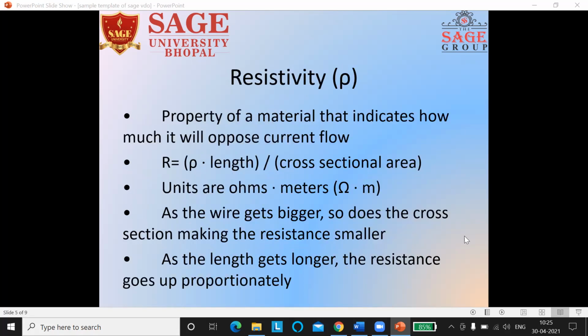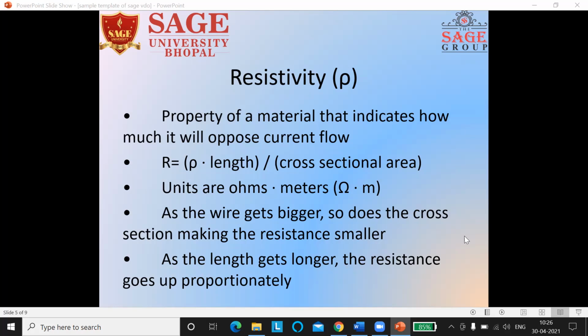And after that, we talk about resistivity. Resistivity is expressed as rho. Resistivity is the property of a material that indicates how much it will oppose current flow. In terms of values, R equals rho times length upon cross-section area. Its unit is the ohm meter. The ohm meter is the unit of resistivity.